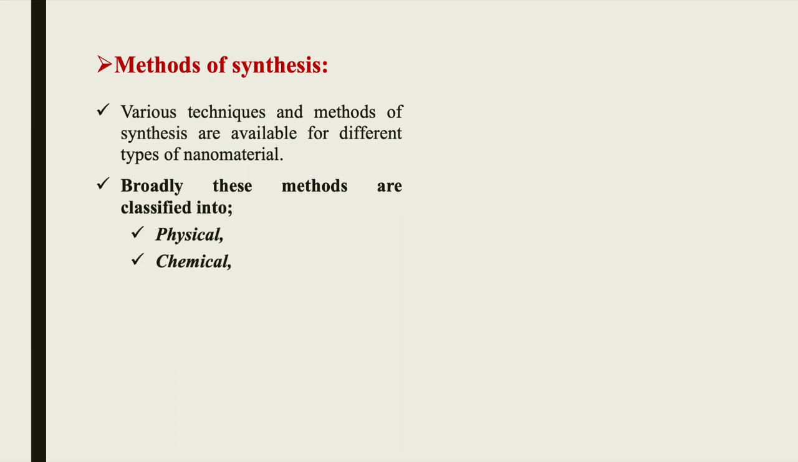So various techniques and methods of synthesis are available for different types of nanomaterials. Now we are going to see what the methods are. Broadly, these methods are classified into four types: physical method, second is chemical method, third is biological method, and fourth is hybrid method. So any two can combine and form one method. So these four types of methods are there to synthesize any nanomaterials.